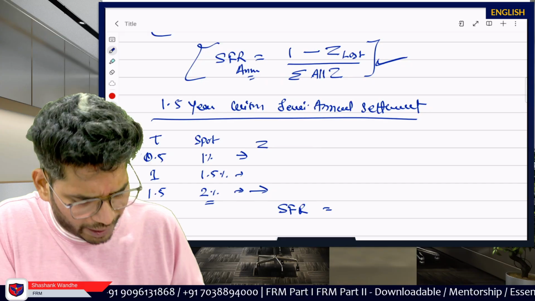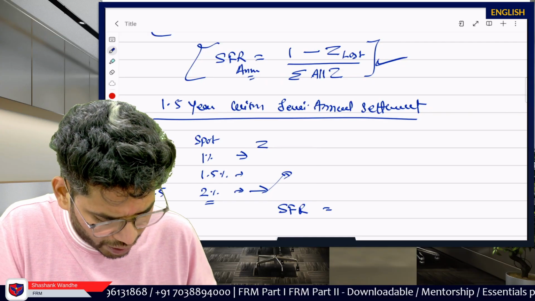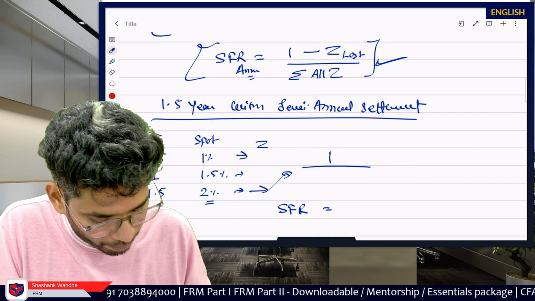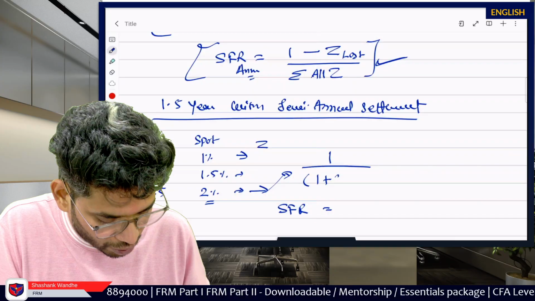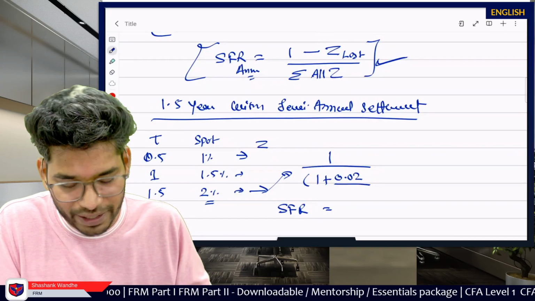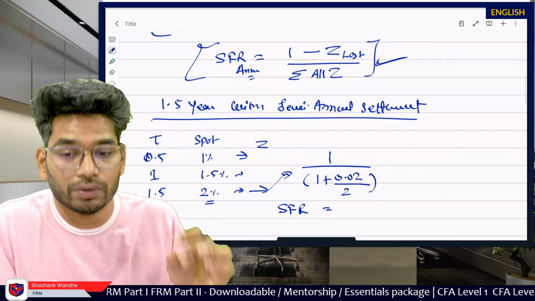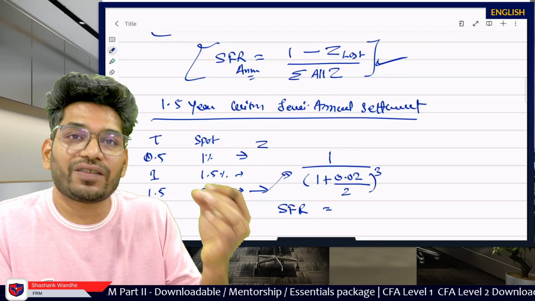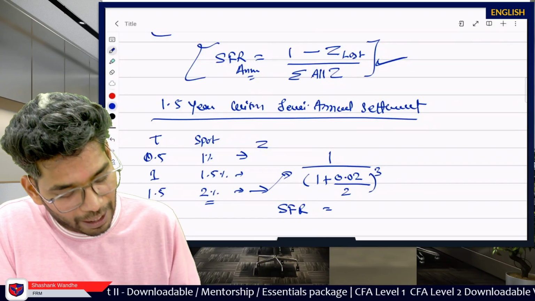And I assume you all understand how to do the calculation here. Because remember, these are the semi-annual rates. So first you have to get the semi-annual component. So this will be 1 plus 0.02 divided by 2 because it is a semi-annual rate, and to the power 3 because it is for the 3 periods. And that's how you will get a discount factor.